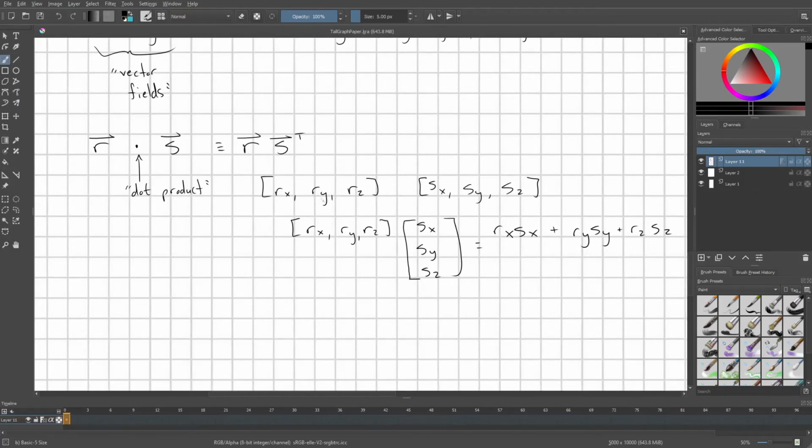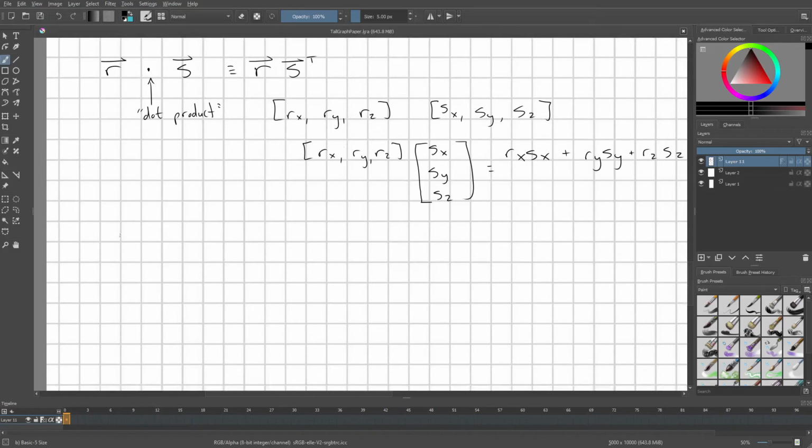And again, this is why I write my vectors in row form, so that this guy right here makes a lot more sense. As you can see, we put in some vectors, and this outputs a scalar value.